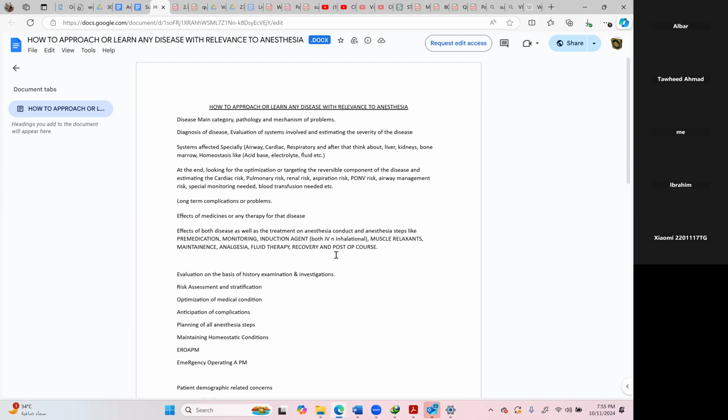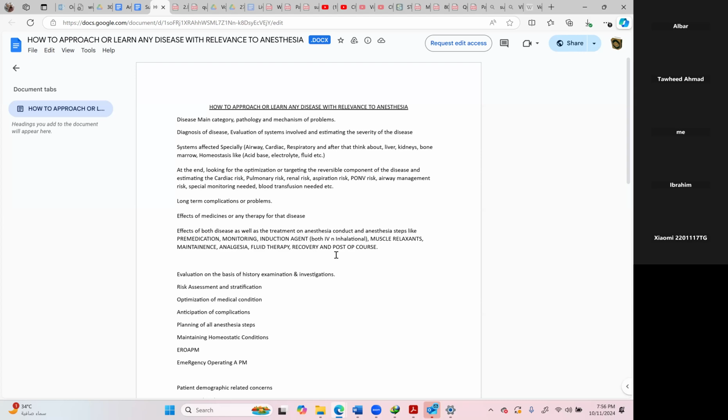So similarly, you should be thinking about premedication, monitoring, induction. Believe me, if you remember this and fit the conditions in this chart, it will become very easy for you not to forget. But if you start haphazardly, it will be difficult.